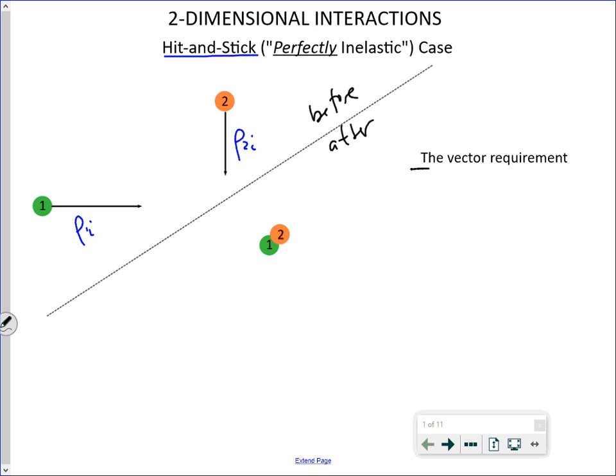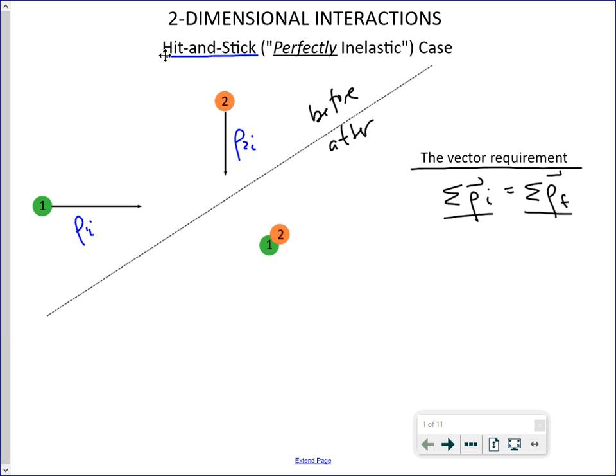Well, the vector requirement is that when objects interact, because they apply equal and opposite forces to each other for equal amounts of time, they each experience equal and opposite impulse, or equal and opposite change in momentum, which means the system's net change in momentum is zero, which means that the system maintains a constant amount of momentum. There's the same amount of momentum initially and finally. And remember, momentum is a vector. The direction that momentum vectors point is of a lot of importance.